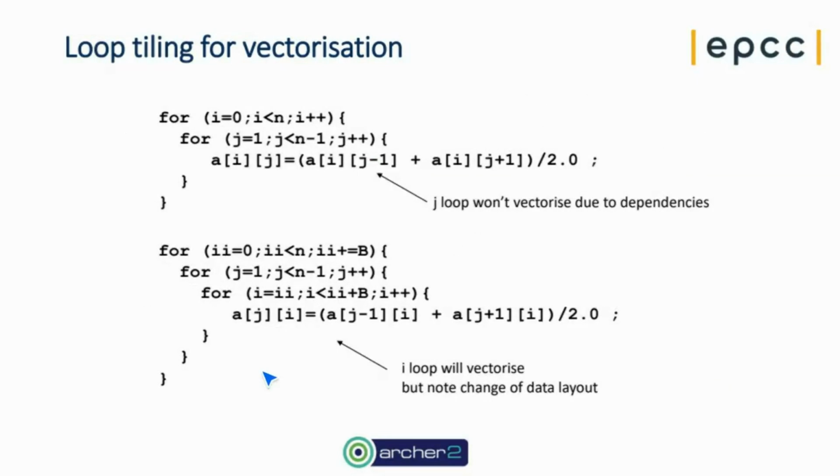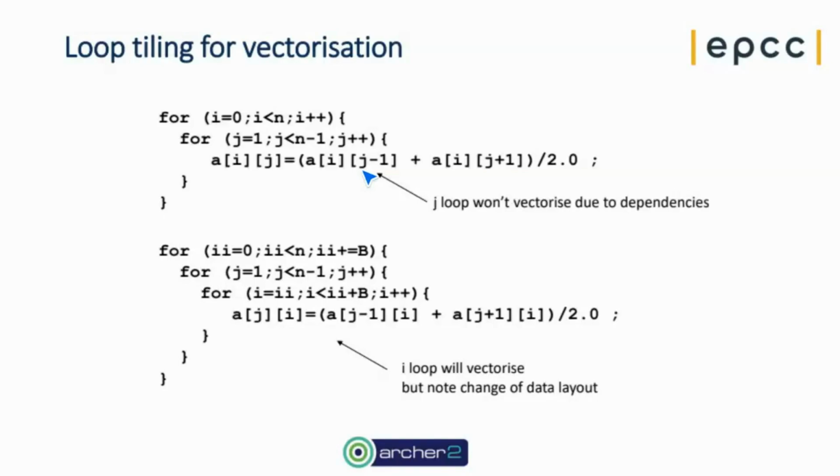And this can actually also help vectorization. For example, you might be in a situation where we have a loop like this, where the inner loop has a dependency. The value of A[i][j] depends on the value of A[i][j-1] computed in the previous iteration here. So the compiler will look at this and say, I can't vectorize the innermost loop here because of the dependency. One way to get around that would be to do blocking.